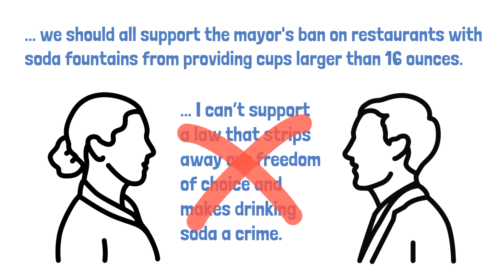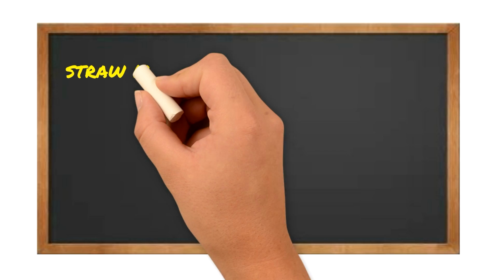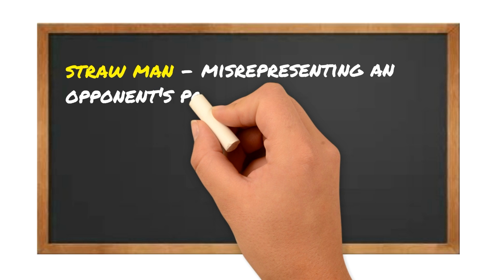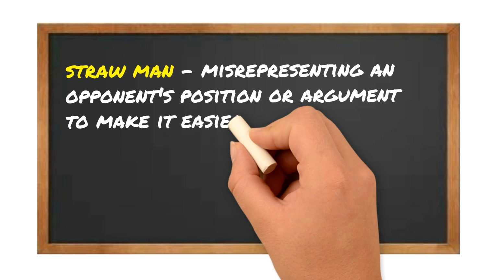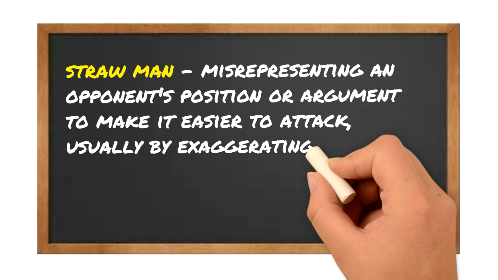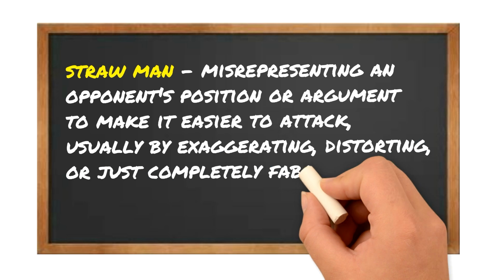No, because Audrey never argues for making drinking soda a crime. That's not her argument at all. In this scenario, I've committed the straw man fallacy by attacking an argument that Audrey was never making. When you straw man someone, you misrepresent their position or argument to make it easier to attack, usually by exaggerating, distorting, or just completely fabricating it.